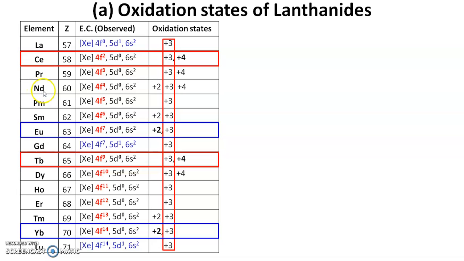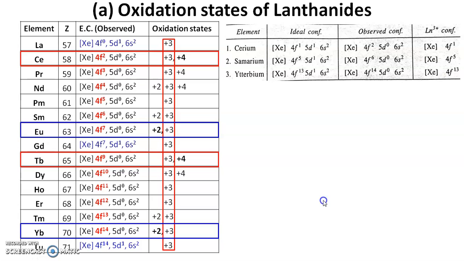Similarly, neodymium shows +2 and +4 oxidation states. Promethium shows +4 oxidation state. Thulium shows +2 oxidation state in addition to the common +3 oxidation state.